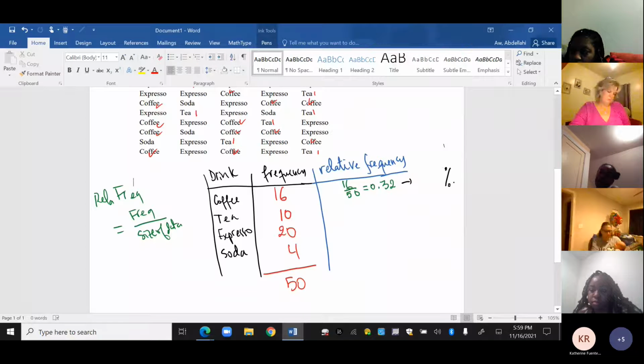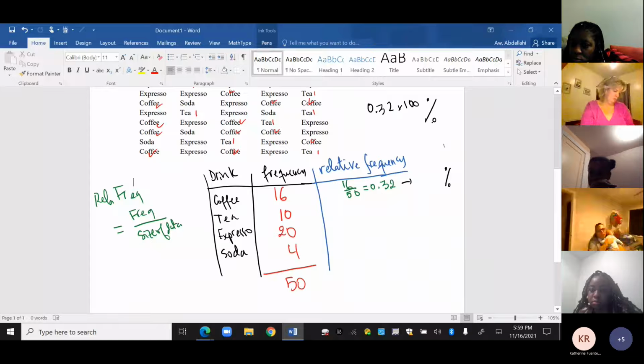If you divide by 100, you have to compensate by multiplying by 100. Every time you want to convert a number to a percent, you have to multiply that number by 100. So you do 0.32 multiplied by 100, and then you can put the percent sign. These two cancel each other, right? What is 100%?